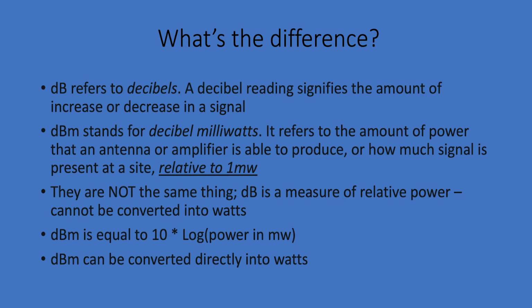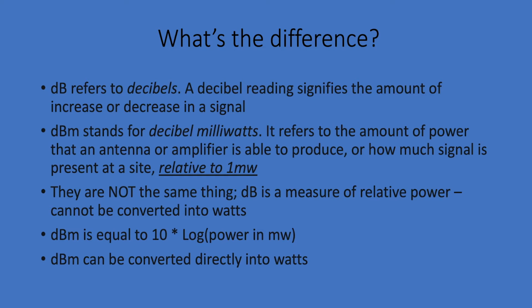And sometimes those terms get used interchangeably. They're not the same thing. They can be used in the same way in certain contexts, but they don't mean the same thing. dBm stands for decibel milliwatts. It's the amount of power that an antenna or amplifier can produce, or how much signal is present at a site relative to 1 milliwatt. Hence the name dBm, decibel milliwatts. All right? And as I said, they're not the same thing.